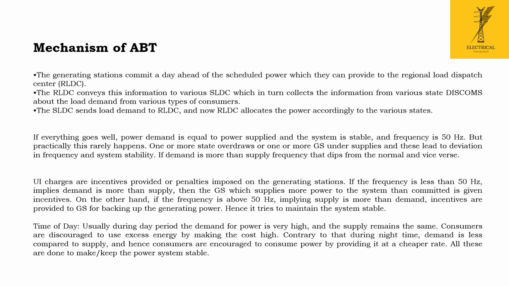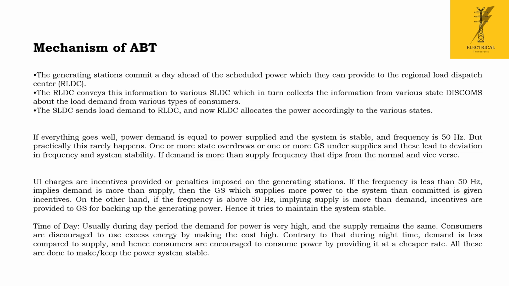So one or more states overdraw or one or more generating stations under-supply. And this leads to deviation in the frequency and system stability. If the demand is more than the supply, the frequency dips from the normal, and vice versa. UI, utility charges, or incentives are provided, or penalties imposed on the generating stations.